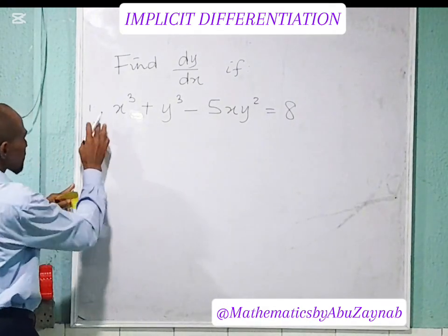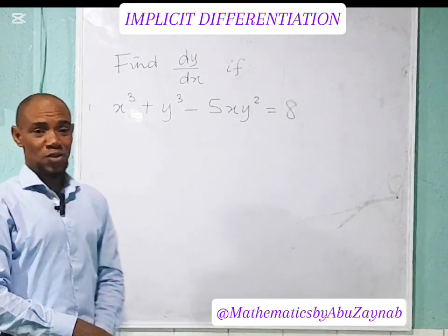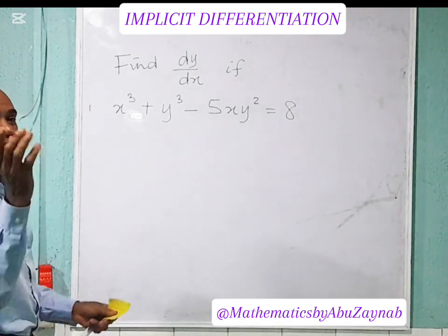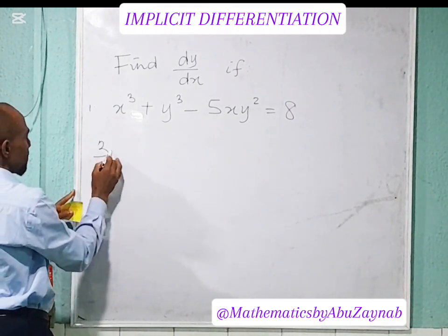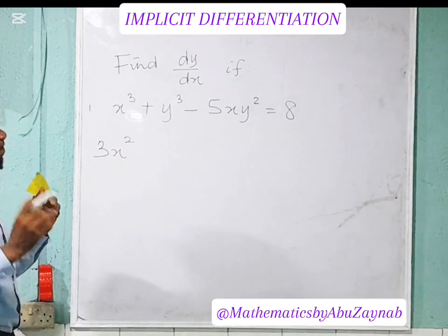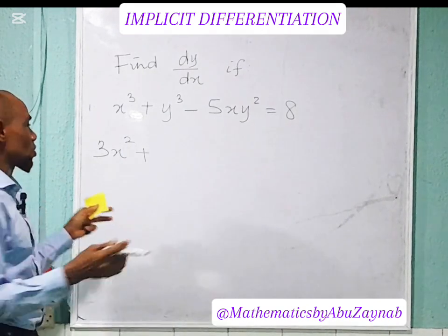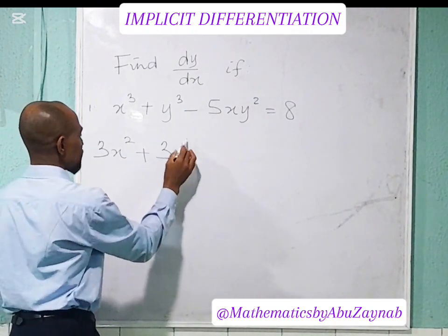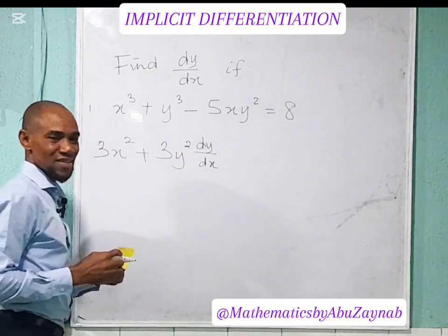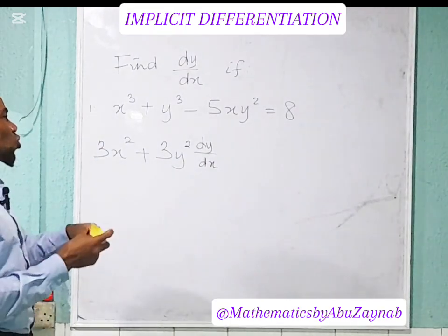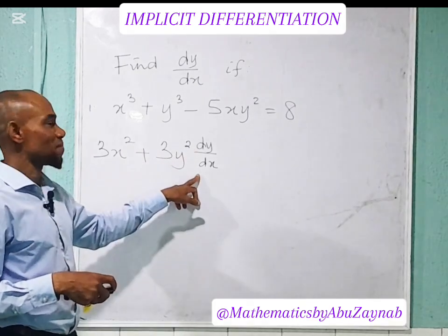Question 1. Find dy/dx if x cubed plus y cubed minus 5xy squared equals 8. We differentiate each term. Differentiating x cubed, I'm going to have 3x squared, right? Now, differentiating y cubed is just like normal differentiation. That will be 3y squared, but instantly followed with what? A dy/dx. This is implicit. So the moment you touch a y function by differentiating it, you must quickly write the dy/dx instantly.